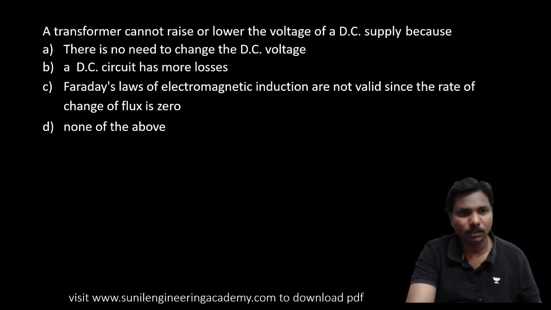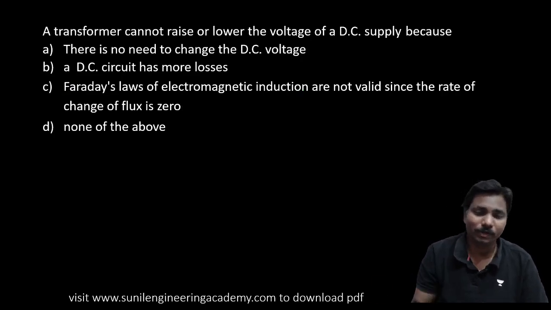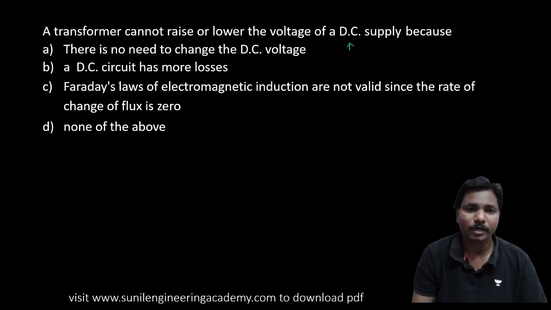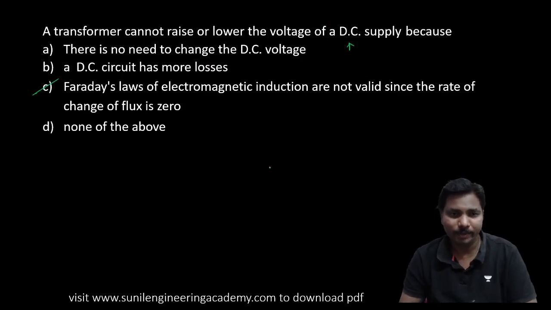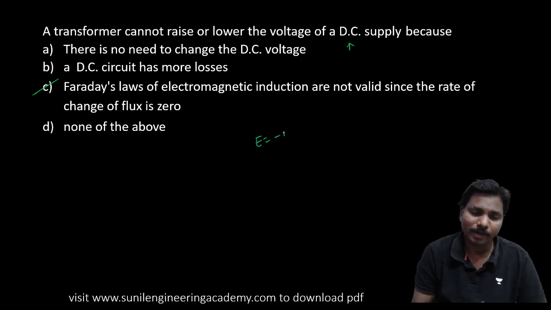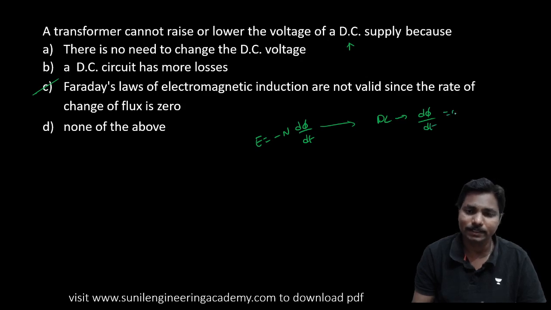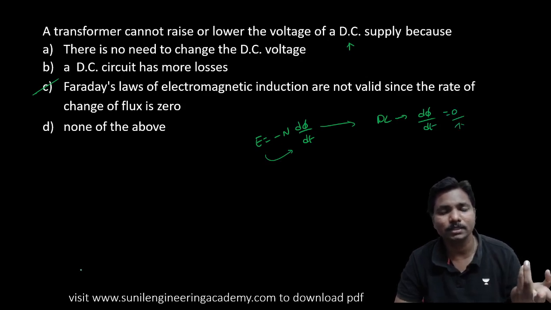Coming to the next one. A transformer cannot raise or lower the voltage of a DC supply. We already discussed this previously, because Faraday's law is not valid. Why? Because we know very well E is equal to minus N d phi by dt. For a DC supply, d phi by dt is 0. Whenever the flux does not change, its value is 0. Whenever it is 0, there is no EMF. No EMF means Faraday's law is not valid.